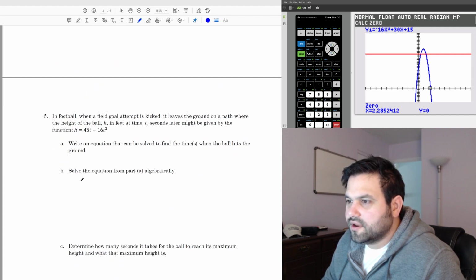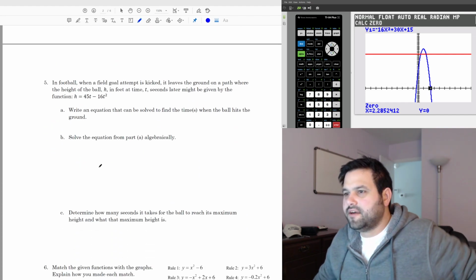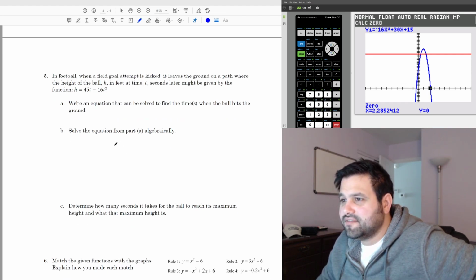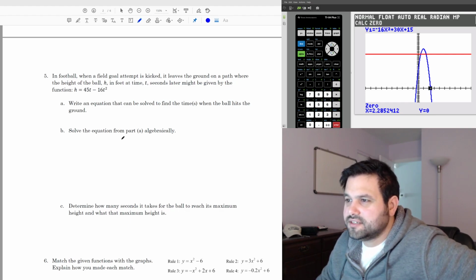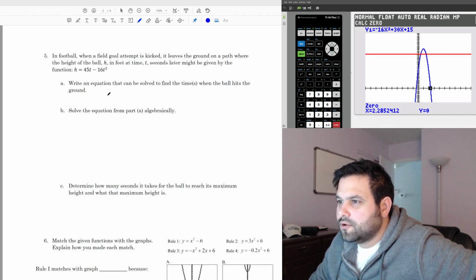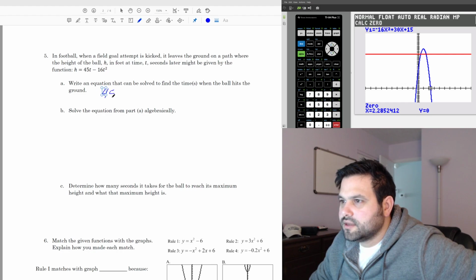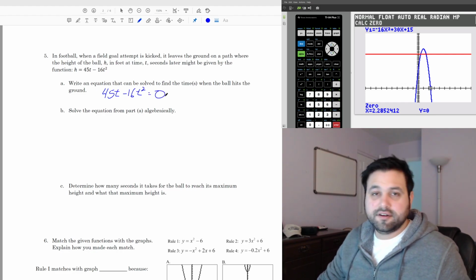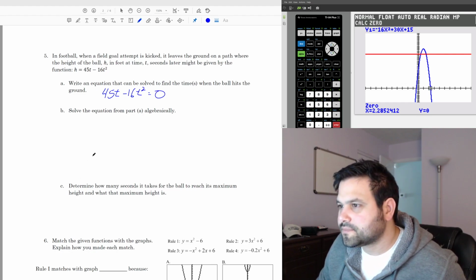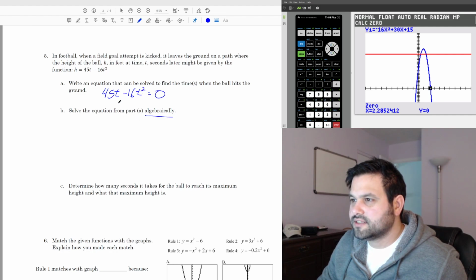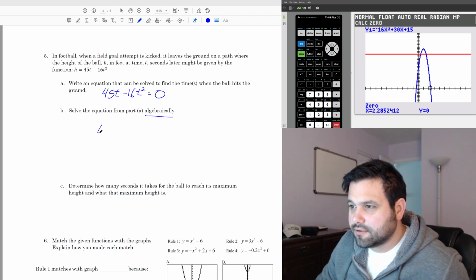Number 5, in football, when a field goal attempt is kicked, it leaves the ground on a path where the height of the ball h in feet at time t seconds later might be given by the function h equals 45t minus 16t squared. Write an equation that can be solved to find the time when the ball hits the ground. So we would be taking that equation and we would be setting it equal to 0 because that's the height off the ground when it hits the ground. And then we're going to solve this algebraically this time. And so we can look at this and we could probably factor a t out of both of those.